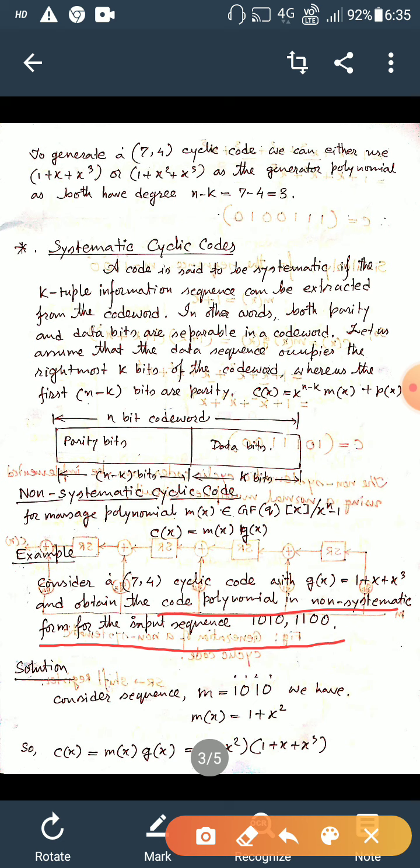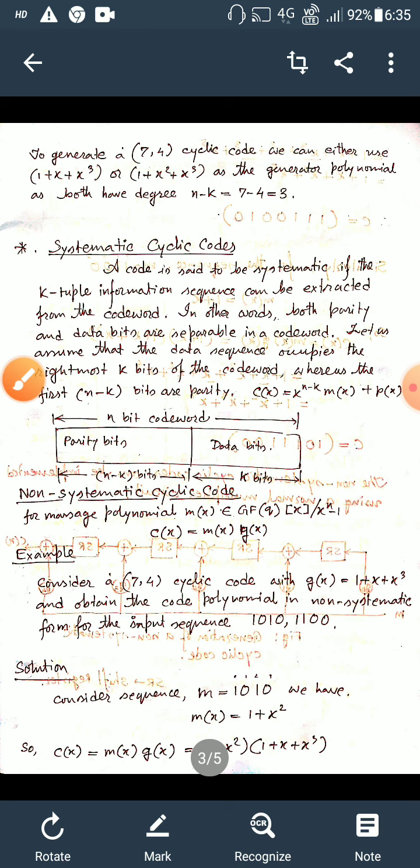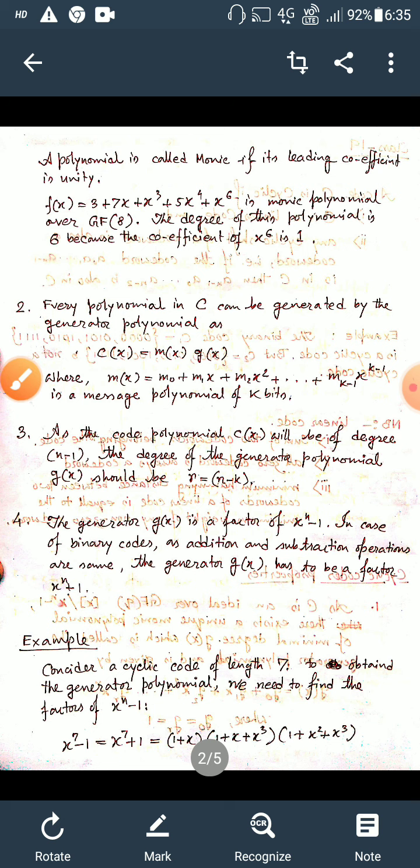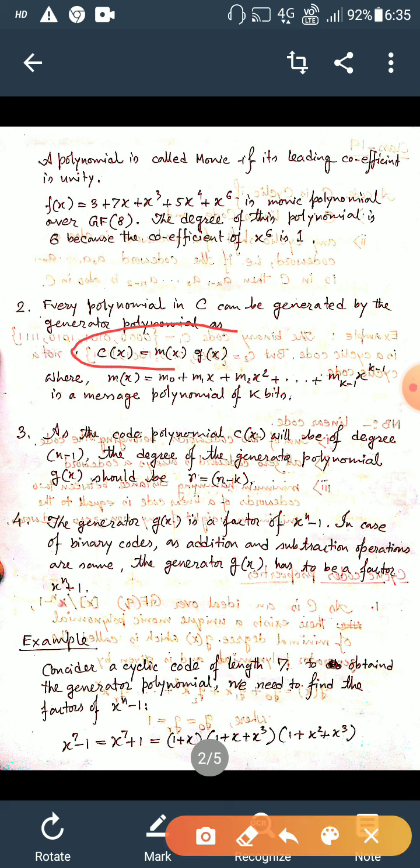Initially I have to identify the message polynomial and also the generator polynomial for representing C of x, and we are following the property of 2. Look at the following property. If you know the generator polynomial and the message polynomial, and you multiply them, then you get C of x. Okay.